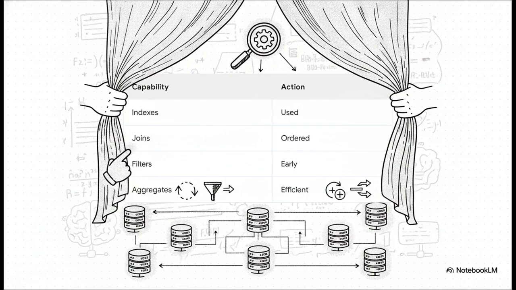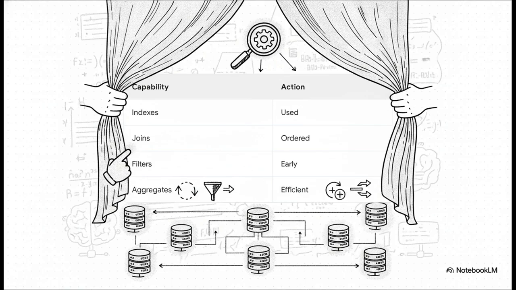Because SQL is declarative, the database has the freedom to be incredibly smart behind the scenes. This is the optimizer's magic. It literally looks at your query and says, okay, I have an index on the city column, so I'll use that to filter out non-New York users before I even touch the orders table.